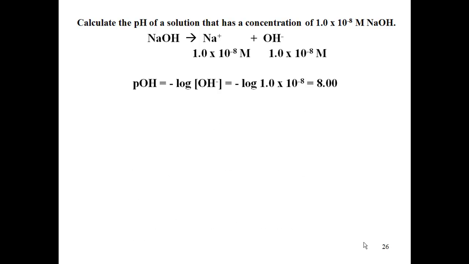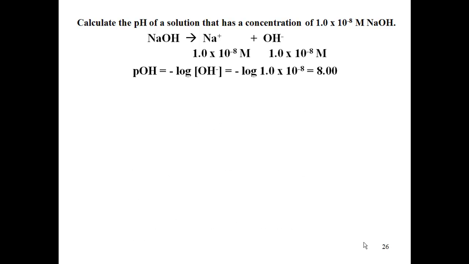So I can calculate the pOH by doing the negative log of the hydroxide concentration, which is the negative log of 1.0 times 10 to the minus 8, which gets us a pOH of 8.00. Now that I want the pH, I will just have to subtract that value from 14. So I get 14 minus pOH, which is 14 minus 8.00, which gives me 6.00.